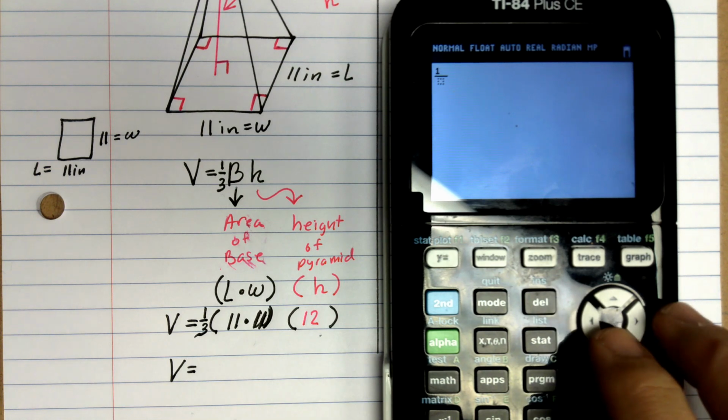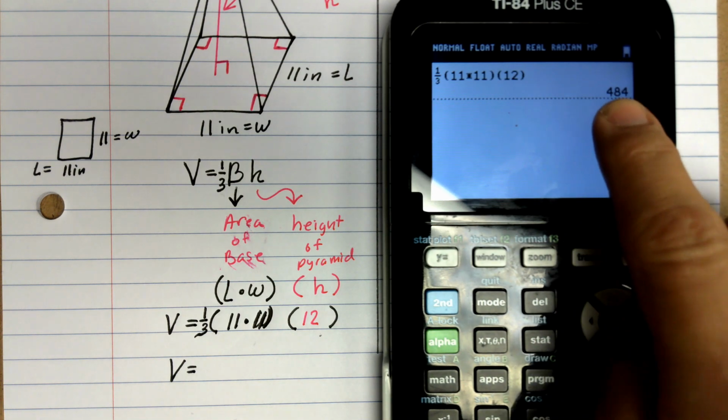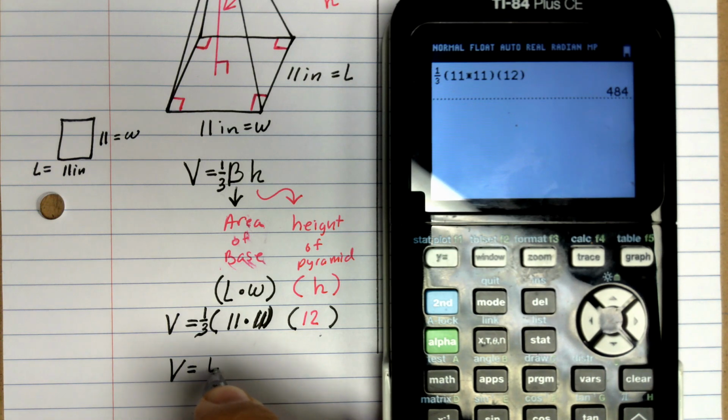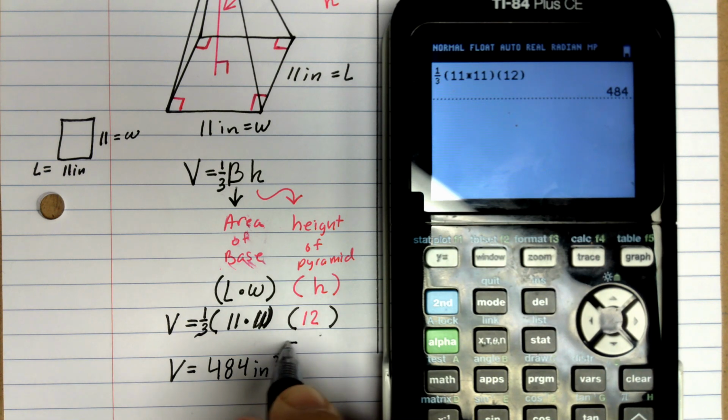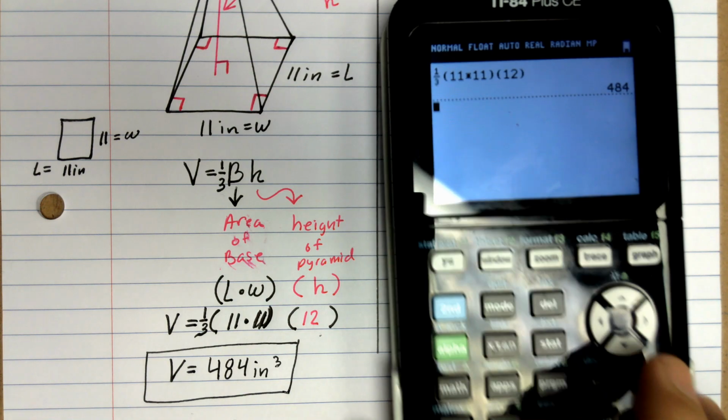And so I'm going to put 1/3 times the length, which is 11, times the width, which is 11, close parenthesis, and then parenthesis, and put 12, which is the height of my pyramid. And I'm going to hit enter. And notice it gives me 484. So this will be 484 inches cubed. And that is the volume of this pyramid. Really, if you think about it, this is really similar to doing a cone, because we have that 1/3 times the area of the base times the height.